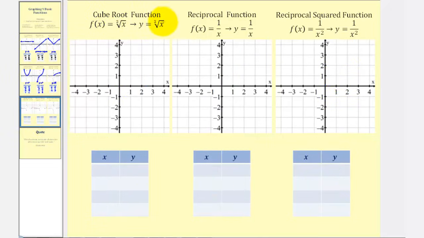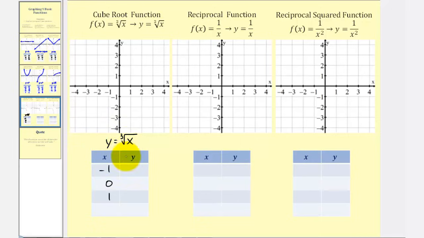Next we have the cube root function. F of x equals the cube root of x. Or using y equals the cube root of x. Notice here x can be any real number. Let's go ahead and select x equals -1, 0, and 1.